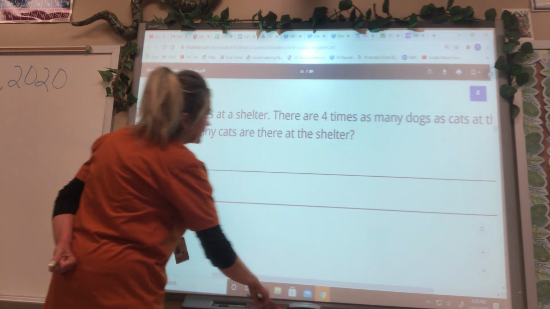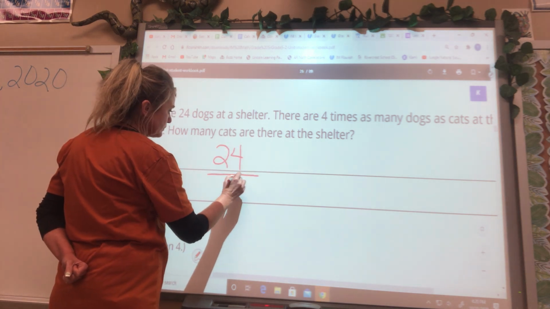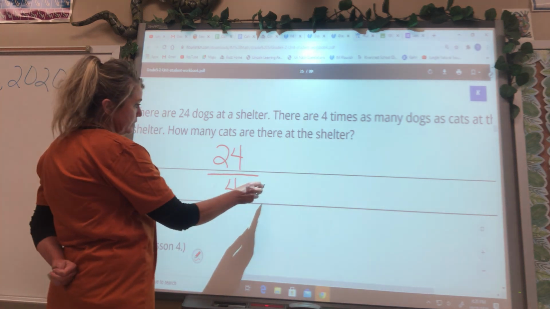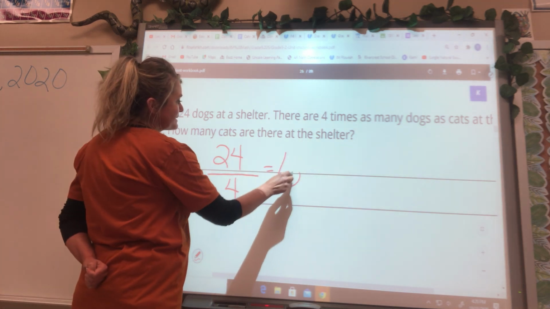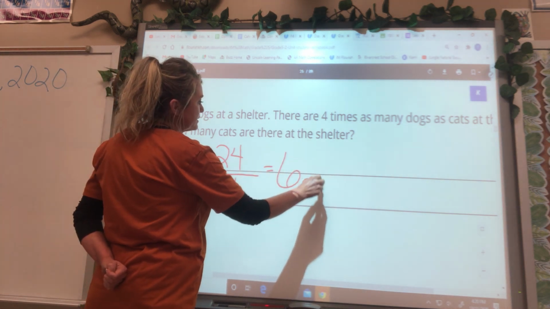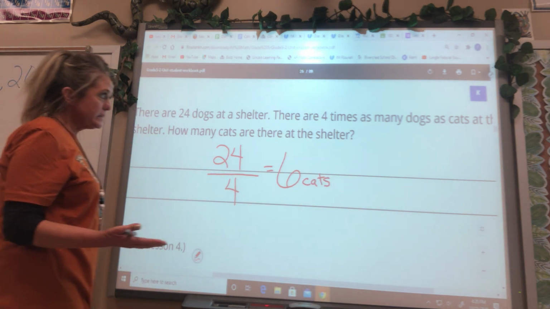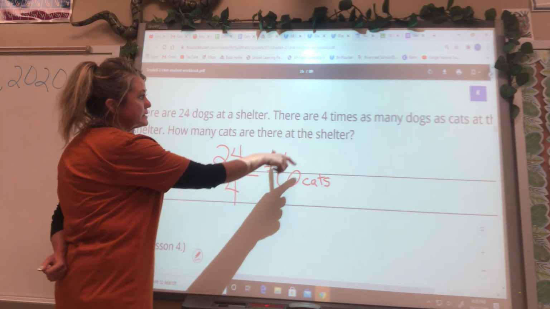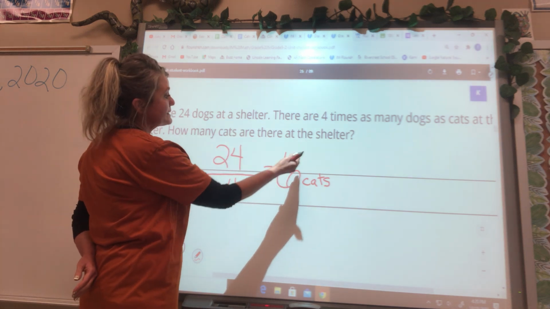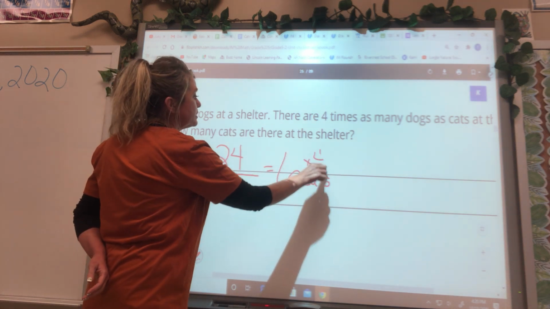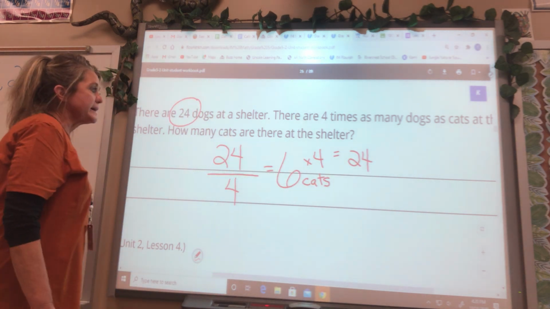Instead of multiplying, we would divide our dogs, and then we would see that 24 divided by 4 is 6. So we're saying that there are 6 cats in the shelter, which is reasonable because 6 times 4 would give us the 24 dogs that it says we have.